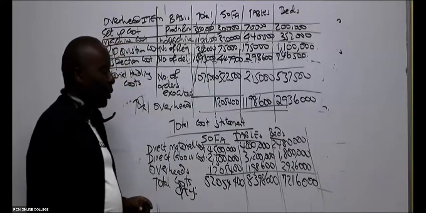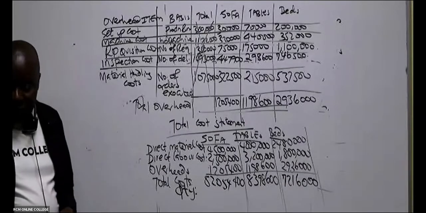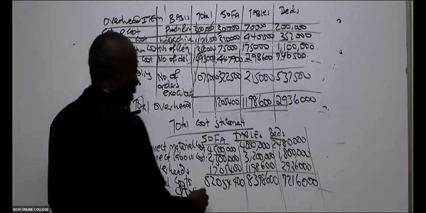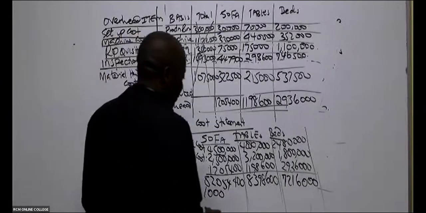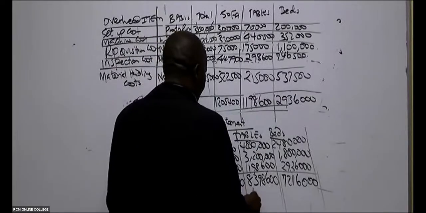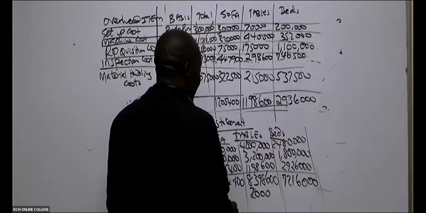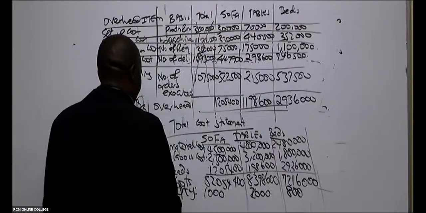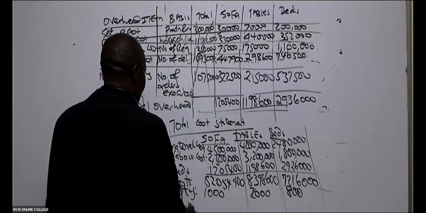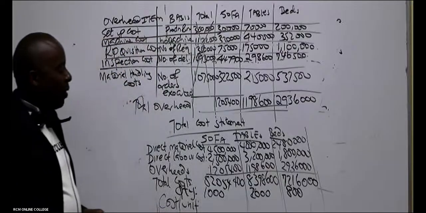How many sofas are we supposed to produce? 1,000. Yeah. How about tables? 2,000 tables. How about beds? 800. Thank you so much. So go ahead and give us cost per unit as we say hooray and go home.